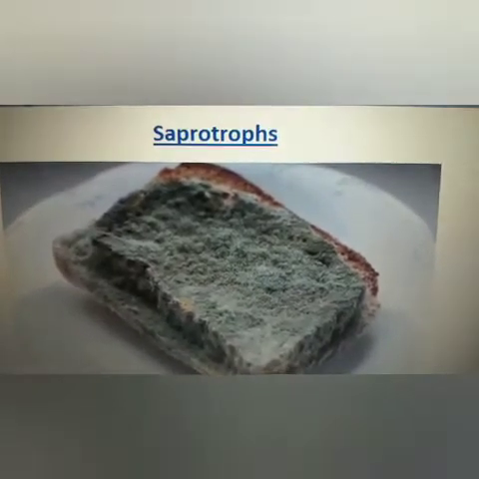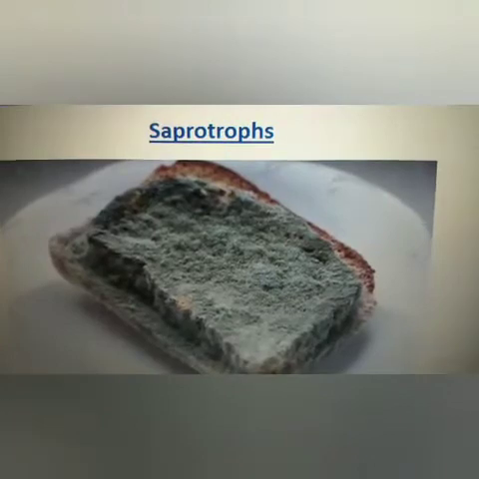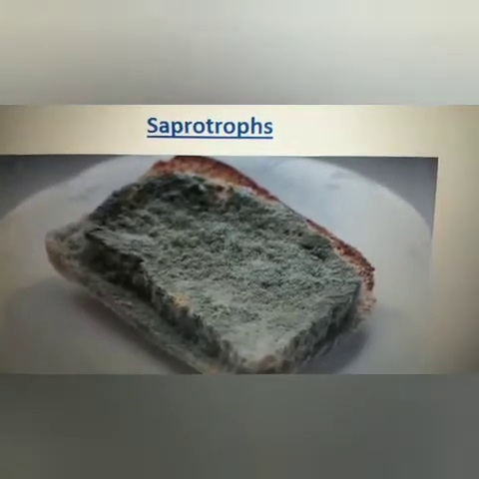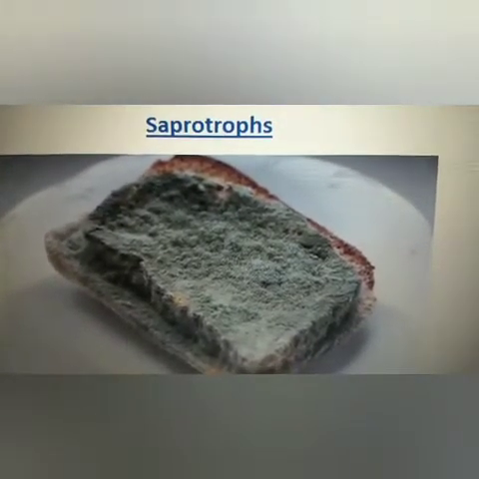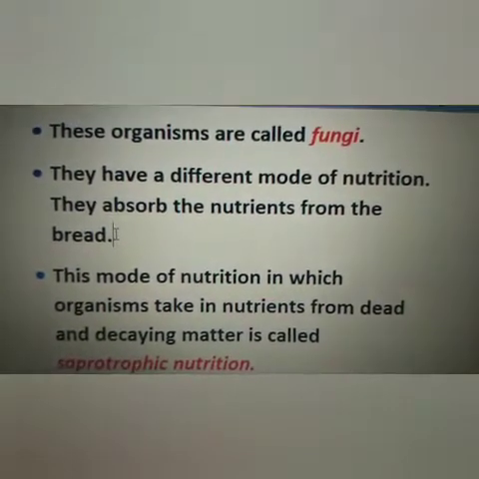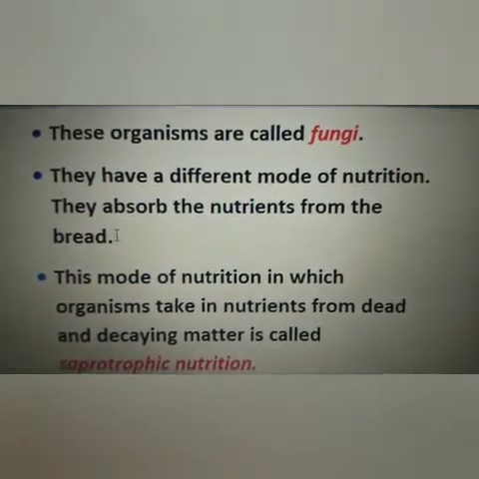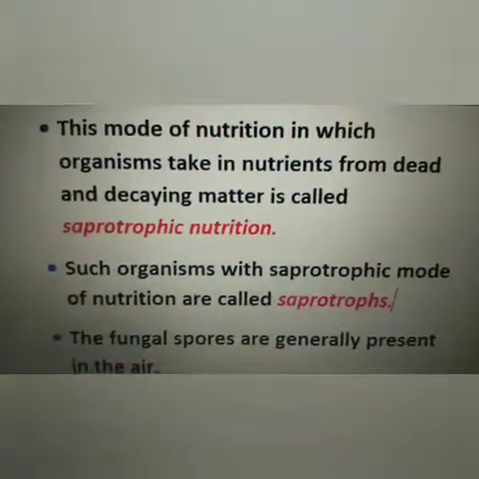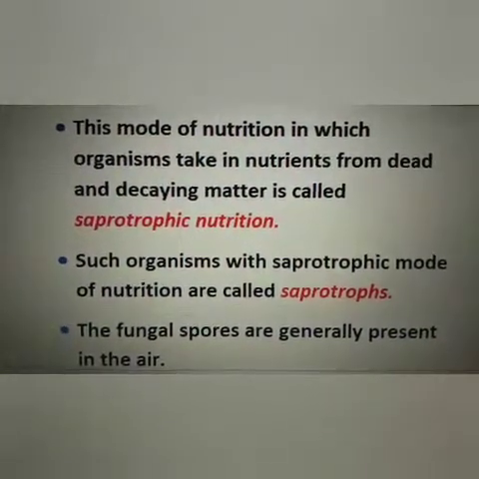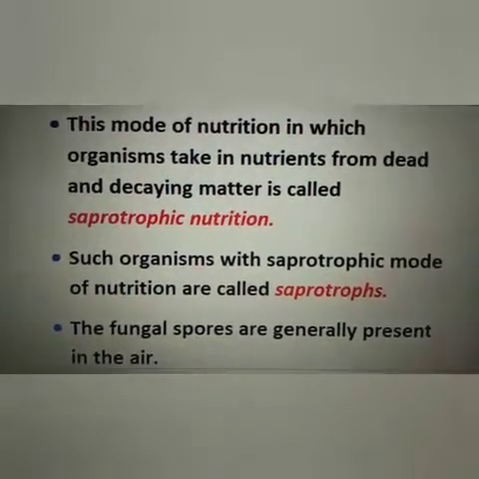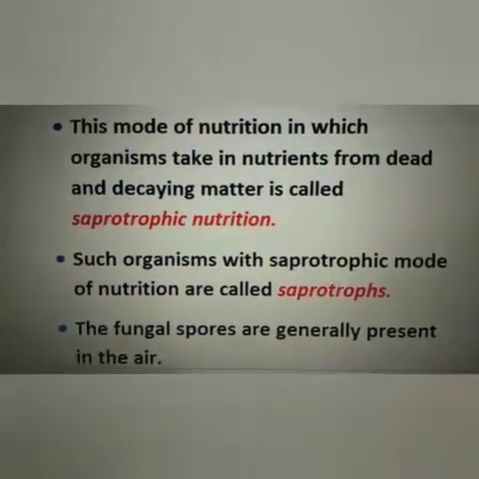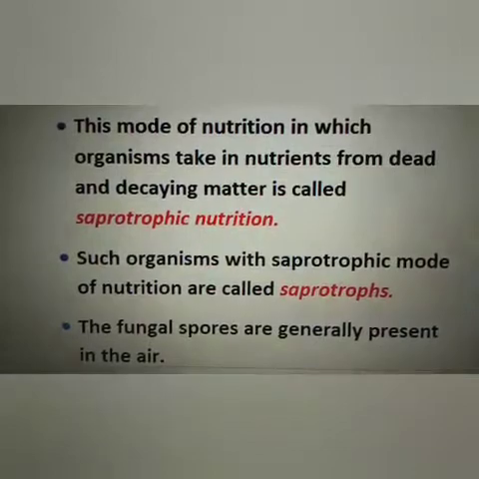Now what is the color of these patches? Observe the patches under a microscope or a magnifying glass. You will see cotton-like threads spread on the piece of bread. You can clearly see this in the figure. So these organisms are called fungi, and they have a different mode of nutrition. They absorb the nutrients from the bread. So this mode of nutrition in which organisms take in nutrients from dead and decaying matter is called saprotrophic nutrition. And such organisms are called saprotrophs.